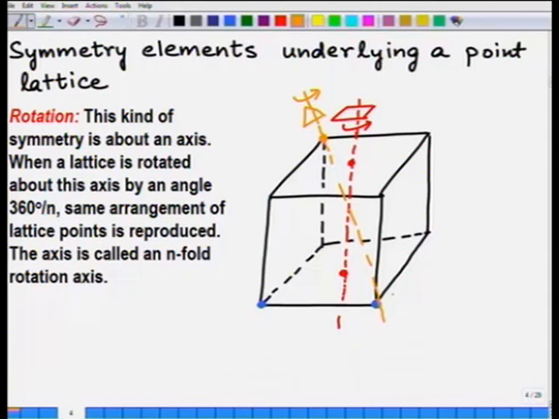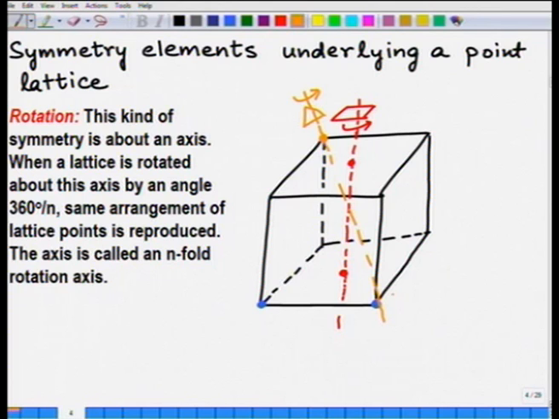So, it is called an n-fold axis; I have shown you a three-fold axis and a four-fold axis. There could be a two-fold axis, a three-fold axis, a four-fold axis, a six-fold axis, but there cannot be a five-fold axis. Think about that, quasi-crystals or something you have to think about.